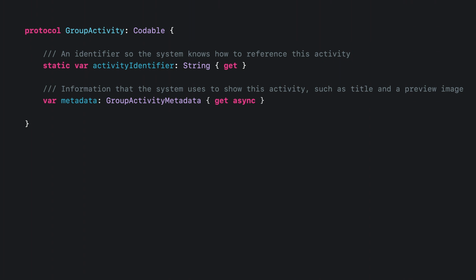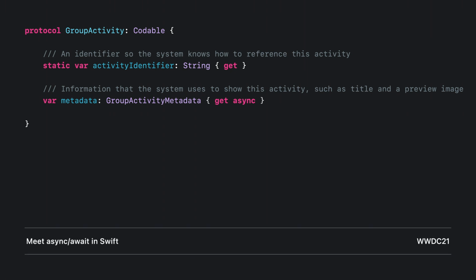You'll notice there are two required properties. Activity identifier is a unique type identifier, so the system knows how to reference this activity. Group activity metadata contains information to show this activity in System UI on the remote device. You'll notice this is an example of the new async, effectful, read-only properties feature that has been introduced with Swift concurrency this year. For more information, see the session Meet Async Await in Swift at WWDC this year.